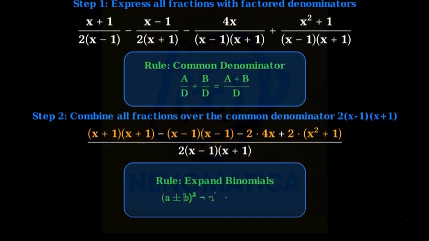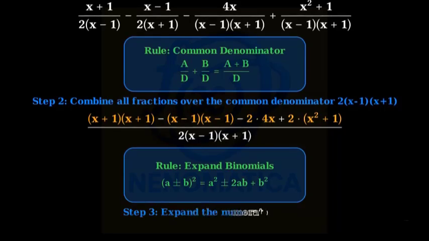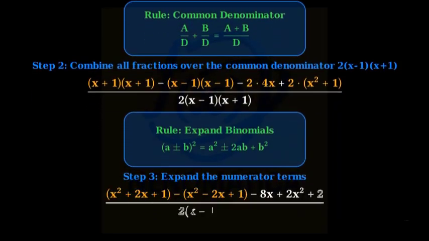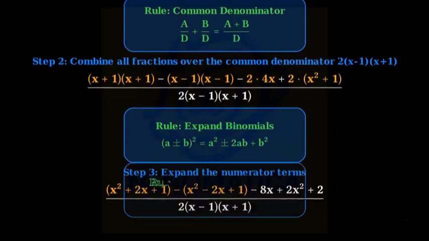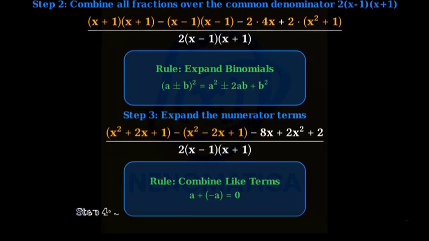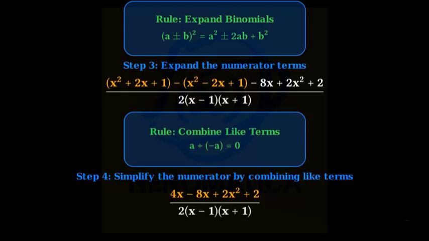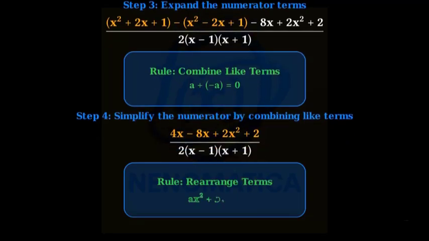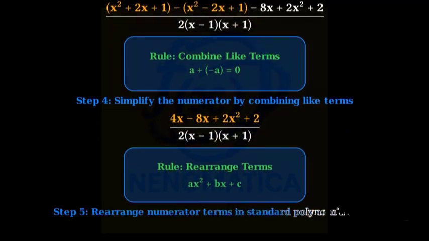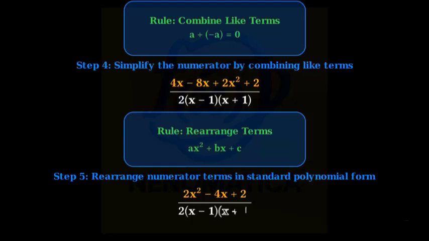Step 3. Expand the binomials using the square formulas. We will color the expanded pieces in orange. Step 4. Combine like terms inside the numerator. Notice how x squared cancels with negative x squared, and 2x minus negative 2x becomes 4x. We also carry along negative 8x and plus 2x squared and plus 2. Step 5. Rearrange terms into standard polynomial order. 2x squared minus 4x plus 2.